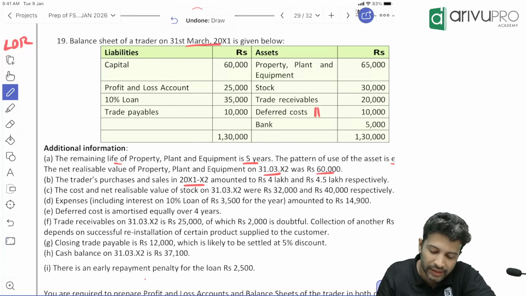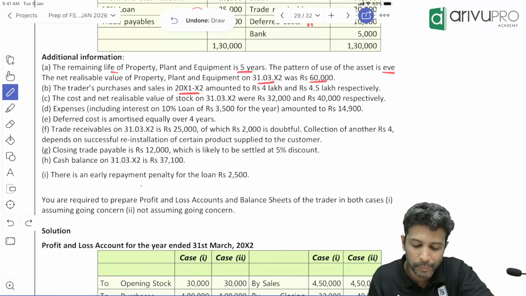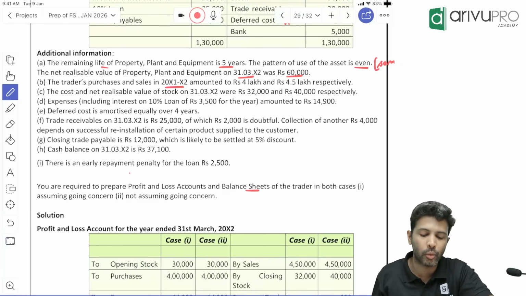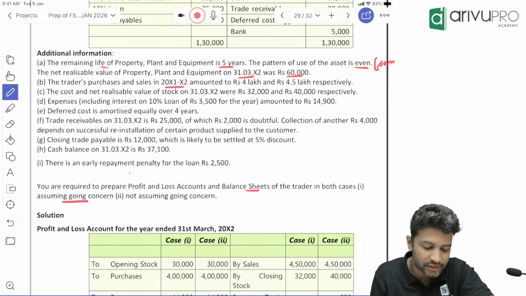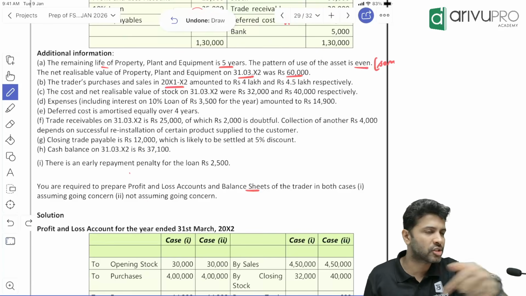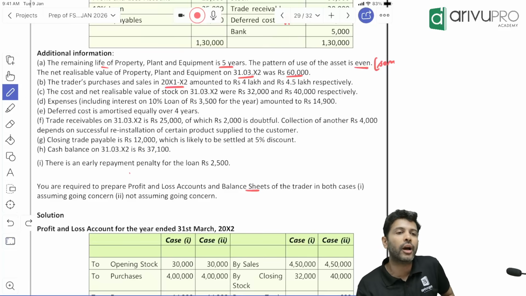Or maybe quickly read the requirement, you will understand the data better. You are required to prepare P&L and balance sheet for the trader in both cases. What cases? When the entity is a going concern, and when the entity is not a going concern. This question will give you clarity under both.